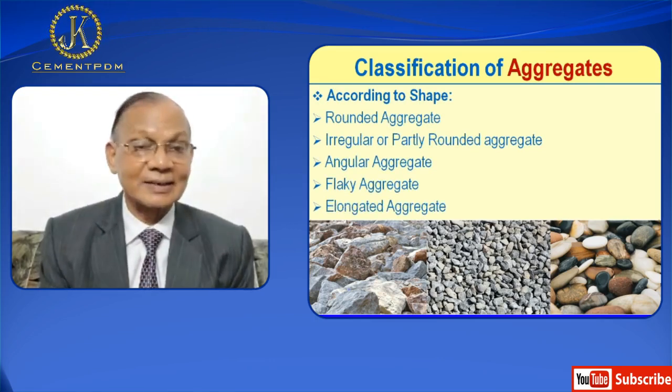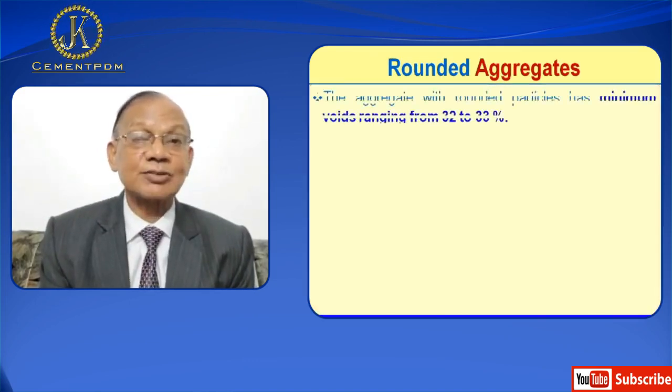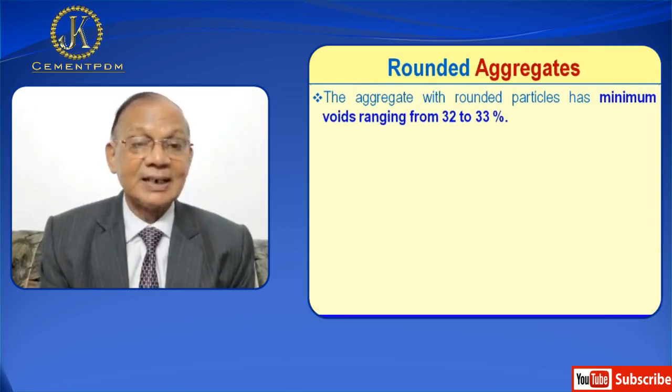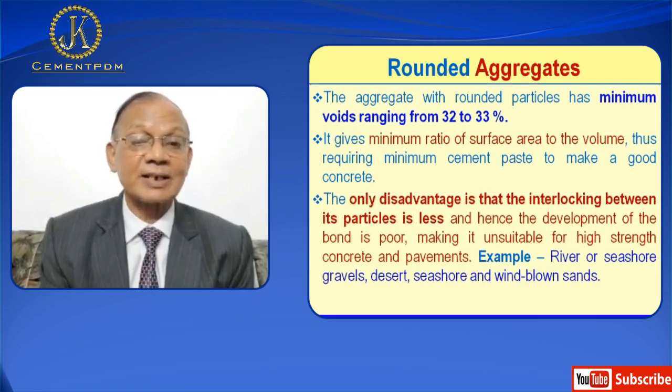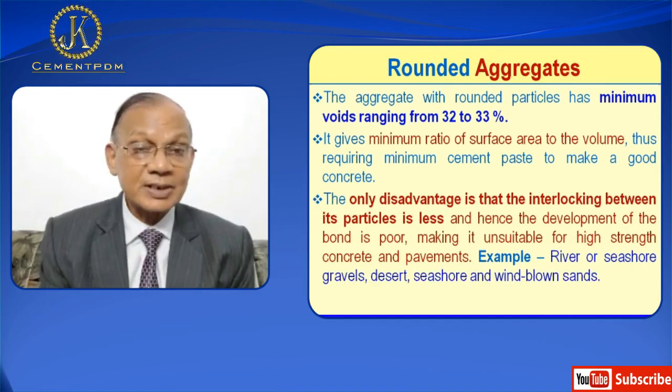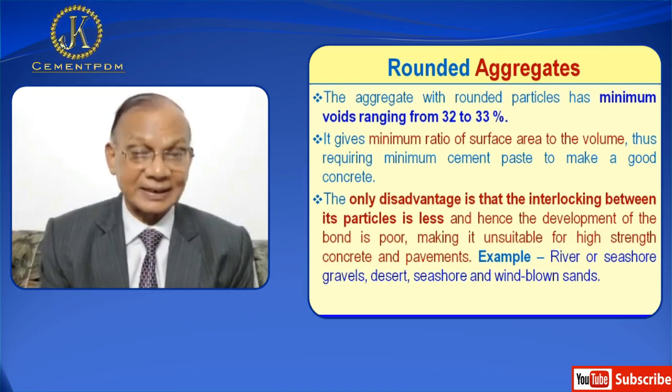First, rounded aggregate. The aggregate with rounded particles has minimum voids ranging from 32 to 30%. It gives minimum ratio of surface area to the volume, thus requiring minimum cement paste to make a good product. The only disadvantage is that the interlocking between its particles is less, and hence the development of the bond is poor, making it unsuitable for high-strength concrete and pavements. Examples: river or seashore gravels, desert, seashore, and wind-blown.